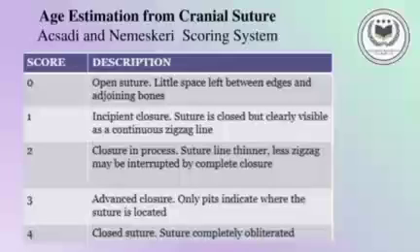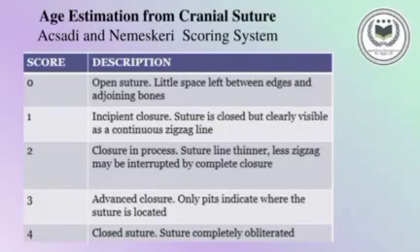Cranial sutures have been used for determining age since ages in forensic anthropology and in forensic medicine. The upcoming slides will show the scoring systems which are given by well-known scientists for age estimation from cranial sutures. Starting with the Acsádi and Nemeskéri scoring system. Score 0 represents open suture, little space left between the edges and the adjoining bones. Score 1, incipient closure. Suture is closed but clearly visible as a continuous zigzag line.